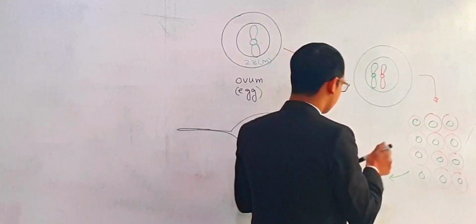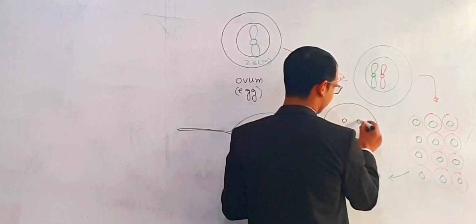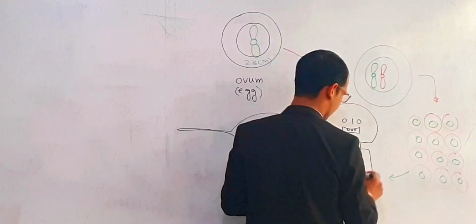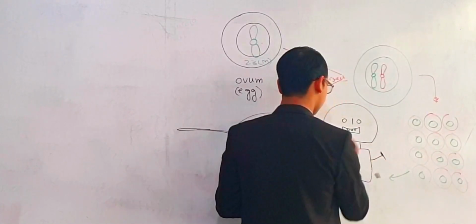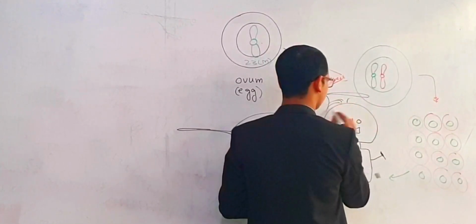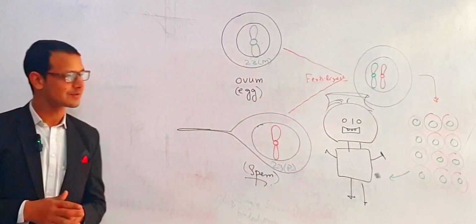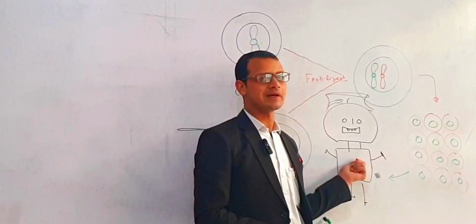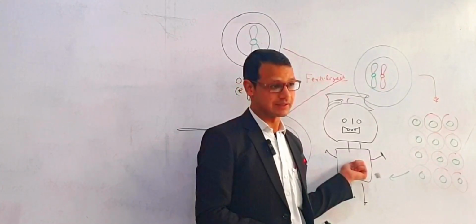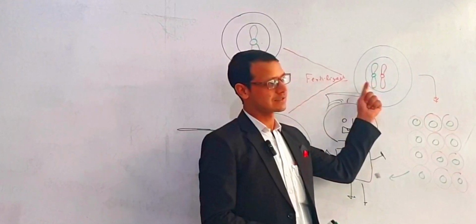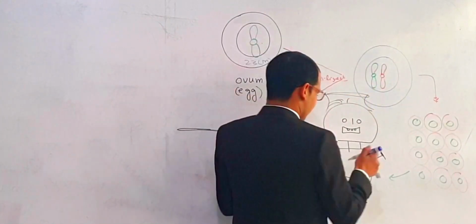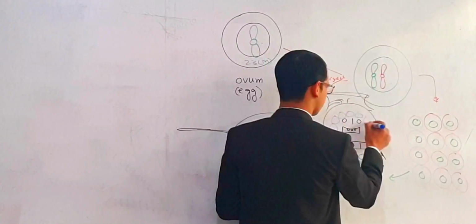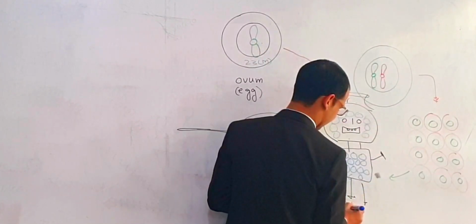For example, this is a person formed from that zygote. This is the full body, the whole body, and this body is made up of about 100 trillion cells. From where did those 100 trillion cells come? From this zygote. Now, the full body is made up of cells, about 100 trillion.